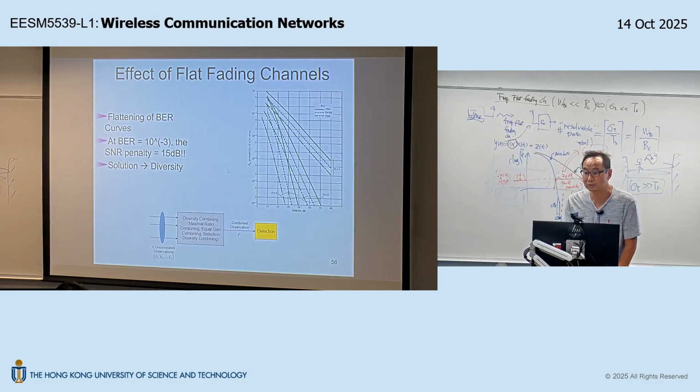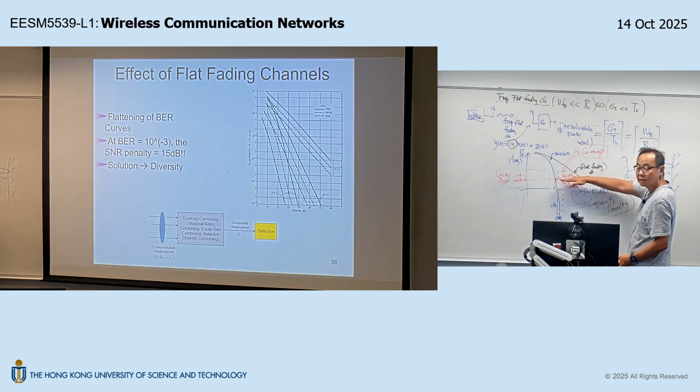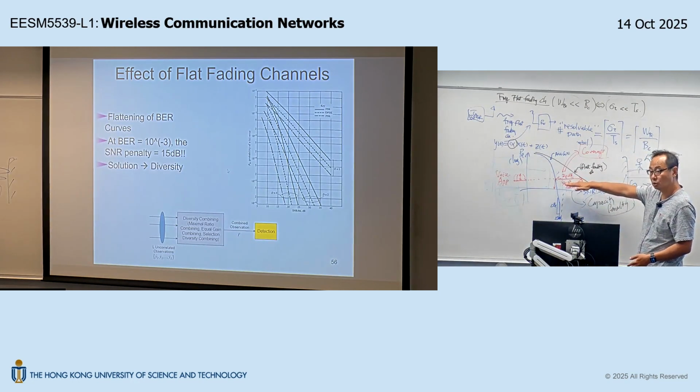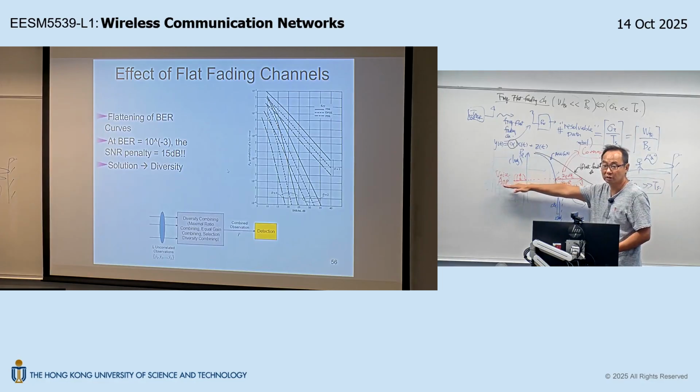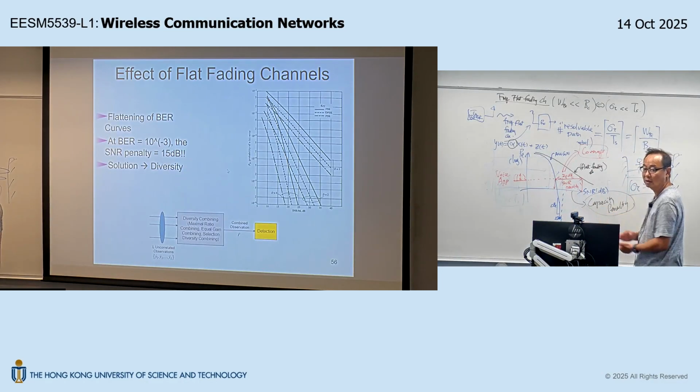Any questions? Moreover, notice that these two curves have different slope, right? So this SNR penalty can be arbitrarily large, depending on your target error probability. If for some other application you need a lower error probability target, then this SNR penalty is going to be larger and larger.